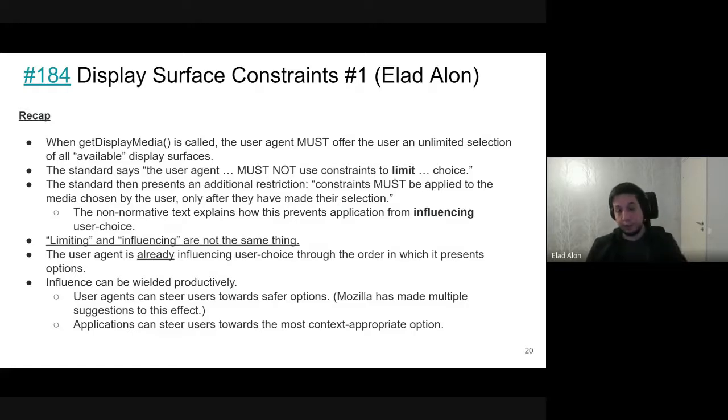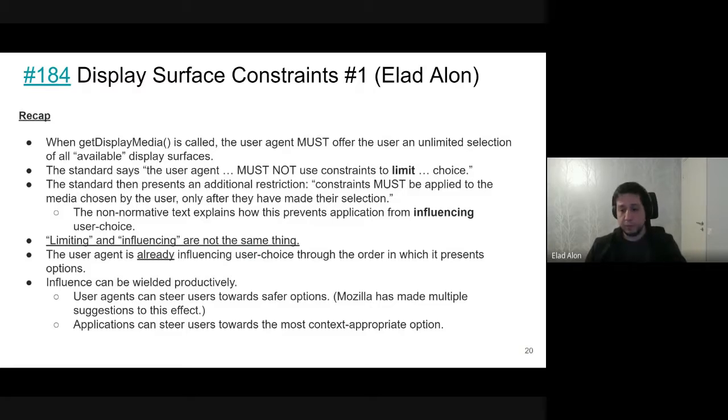But then later, the spec says that by only applying certain constraints after the user makes the choice, it prevents influencing. So now we've got the question: limiting and influencing are not exactly the same thing. And do we also want to limit to prevent influencing of the user's choice?